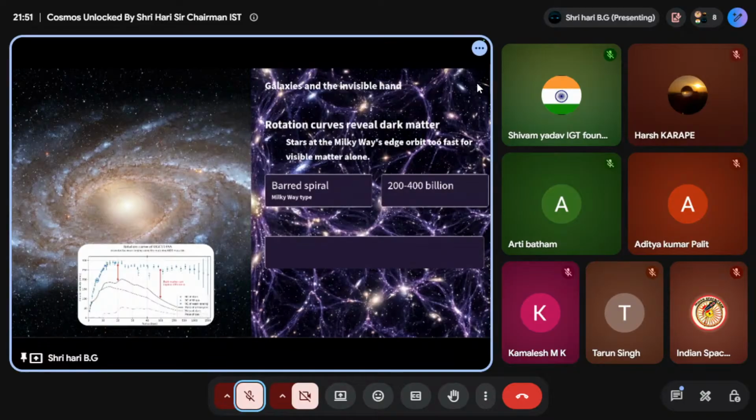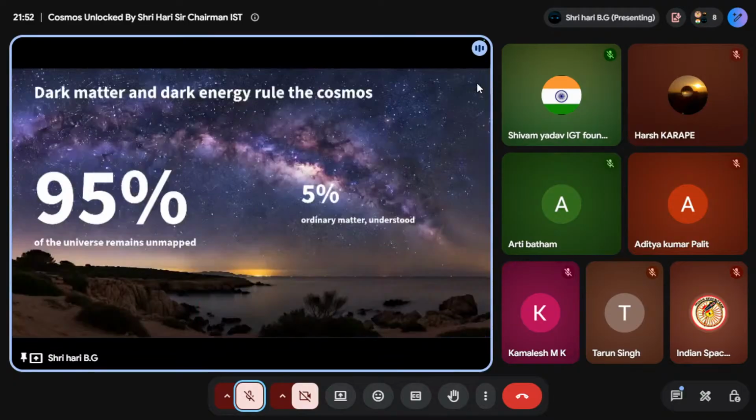So it is a very small percent of the universe that we understand, and we should look more into our universe. That is, 95% of the universe remains unmapped. So there are lots of things to be discovered, and we are living in a universe that is mostly still unmapped. That is why we need new minds. That is why we need you. And this was about dark energy and dark matter. Let's see the tools which we require for this modern discovery.